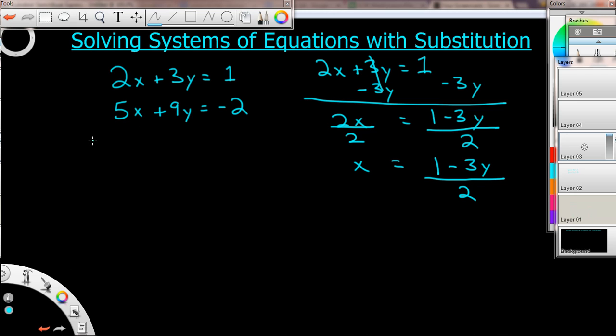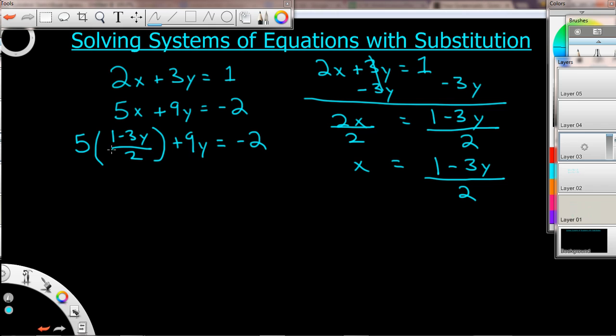So let's go ahead and do that. 5, here's me substituting, parentheses, (1 minus 3y) over 2, plus 9y is equal to negative 2. And we're just going to go ahead and go through this and solve this like normal.